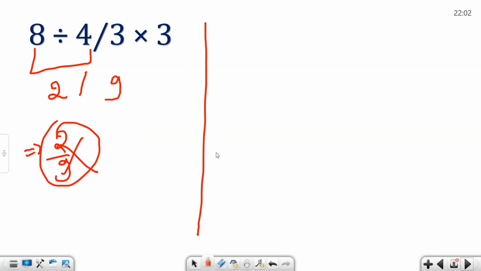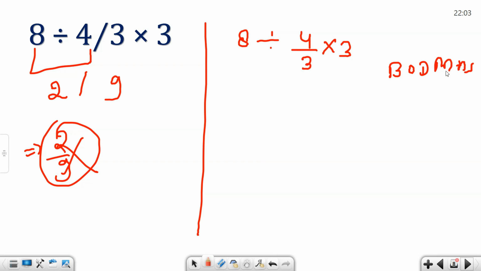So let's solve the question again. Let's write it again. 8 divided by 4 divided by 3 multiplied by 3. In this kind of question, we strictly follow the BODMS rule. First, we handle brackets, then division and multiplication as they appear, and after that, addition and subtraction.